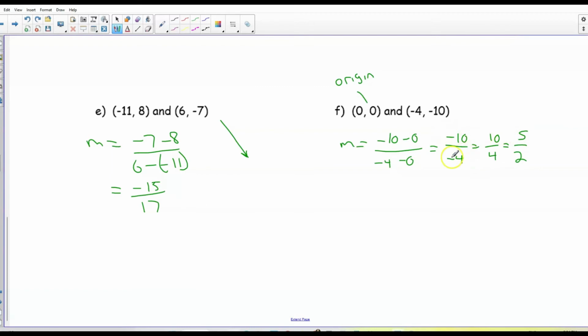So here I got rid of my negative signs. I had a negative divided by a negative, which ends up being 10 over 4. And I reduce that to being 5 over 2, or 5 halves. I'm going to stop this video. I'm going to make a second one to take up page 2, or page 3 rather, of lesson 5.4. So I'll be back with you in a moment.